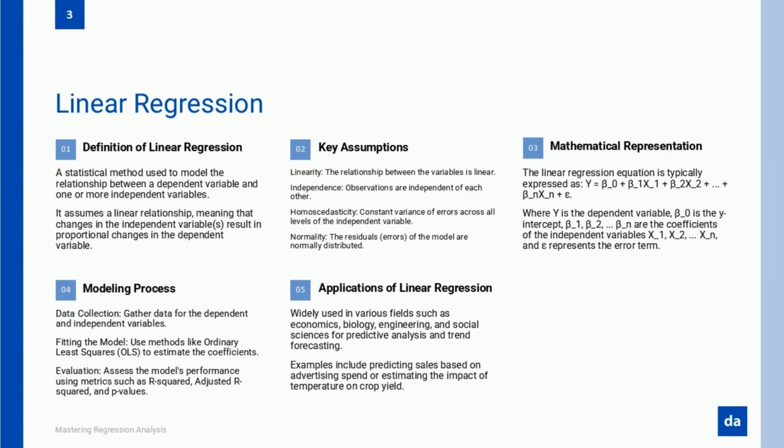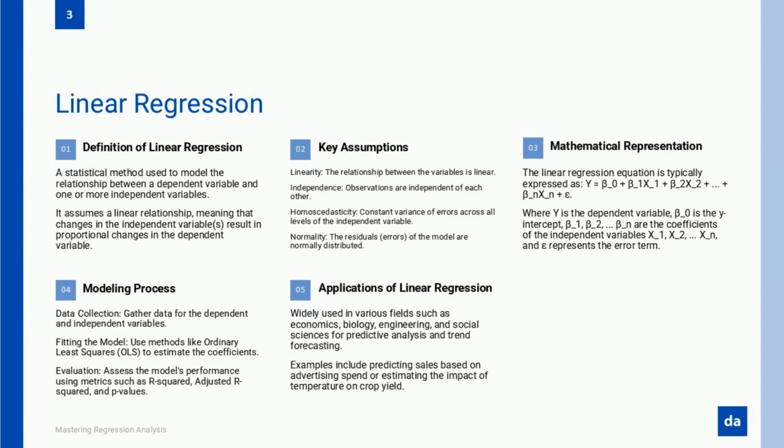Now, let's get to the math. The equation that runs this show is y = β0 + β1x + ε. Think of β0 as the starting point, your intercept, while β1 is the slope, the rate of change. And ε? That's the unpredictable randomness of life, the error term. Together they form the line that minimizes the gap between predicted and actual values.